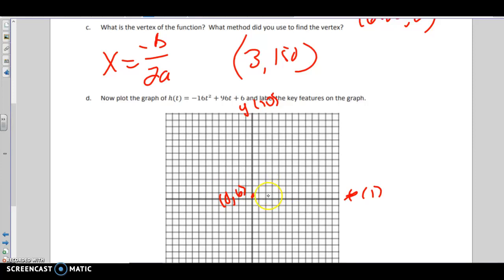I know I have an x-intercept just about there at 6.06 comma 0. I know I have a maximum height at 150. 20, 30, 40, 50, 60, 70, 80, 90, 100. This goes to 130, obviously. So I'm going to put it right up here. And that point is 3 comma 150.